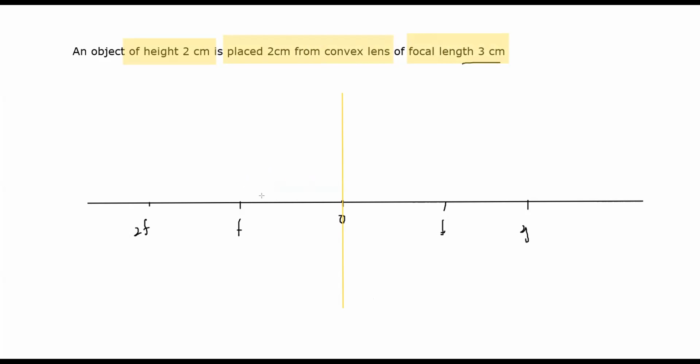Now what you will do, first we'll draw a parallel light ray from the tip of the object. From where it will pass? Through focus. It will pass through the focus. And the second one is passing through the center, so it will pass straight.